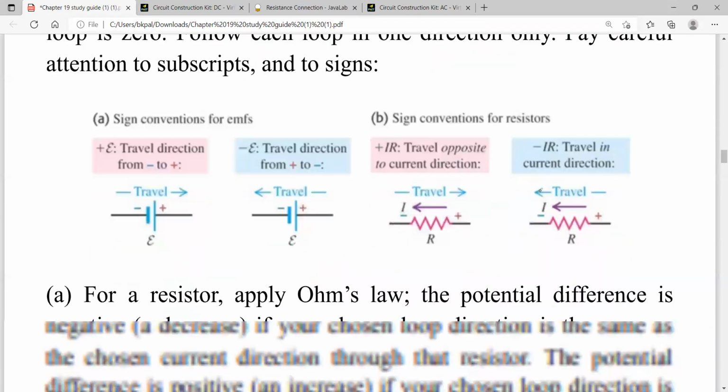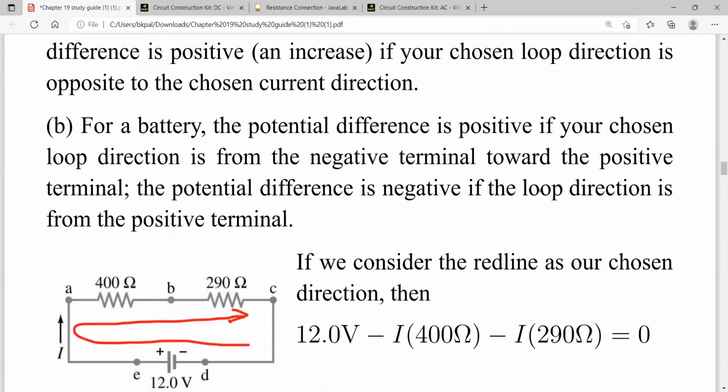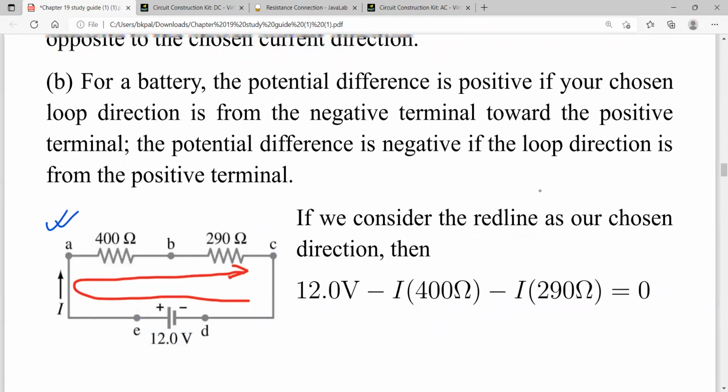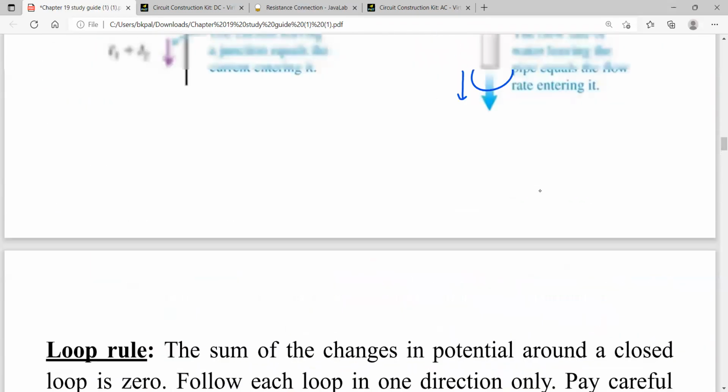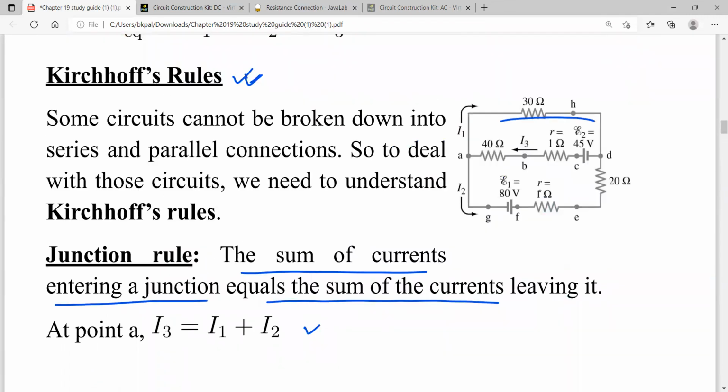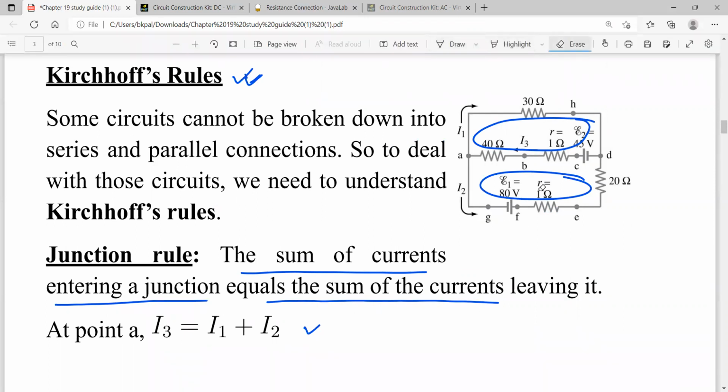Okay, so for example, what does closed loop mean? Closed loop means this one. If I want to talk about this circuit, this is a closed loop, and this is a closed loop. So here we have two loops, and we can make another loop also. For example, if we neglect the middle one, then this will be another loop.